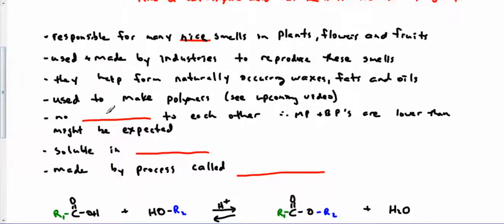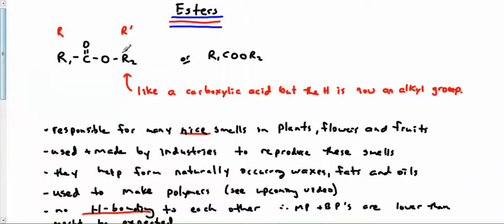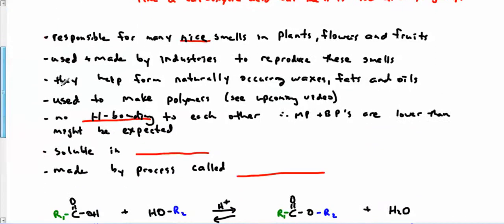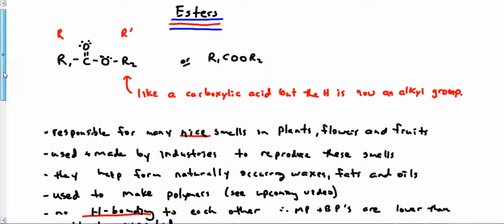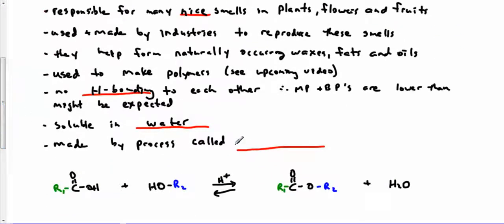There's no hydrogen bonding to each other. You notice that in the formula there's no H attached to an O, N, or F, so they won't hydrogen bond to each other. So their melting and boiling points will be lower than might be expected, but they are going to be soluble in water because there is an O, a couple of them, with some lone pairs here, that will attract an H on water. They're made by a process called esterification.